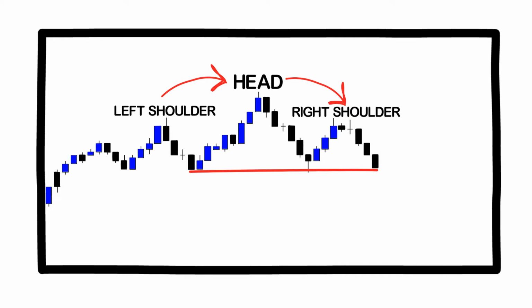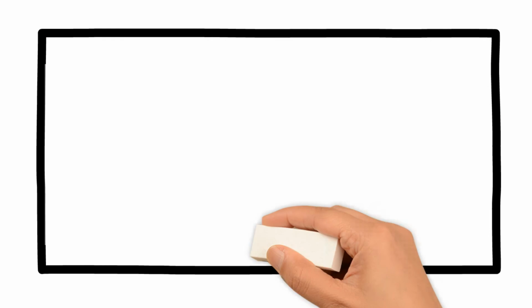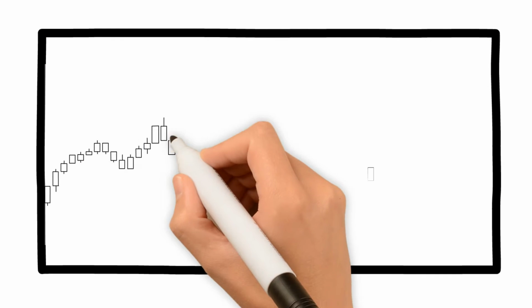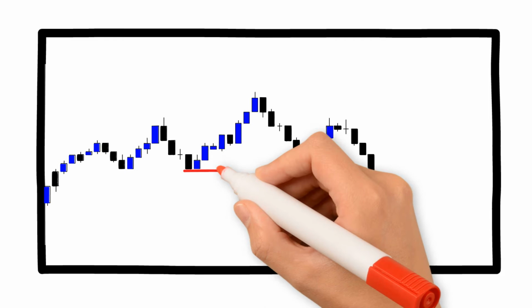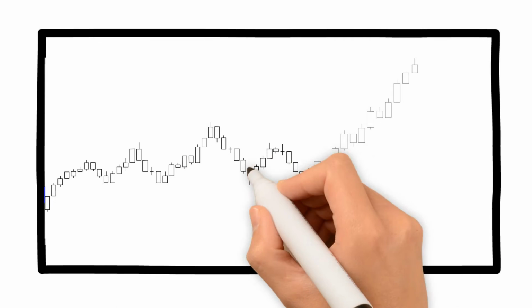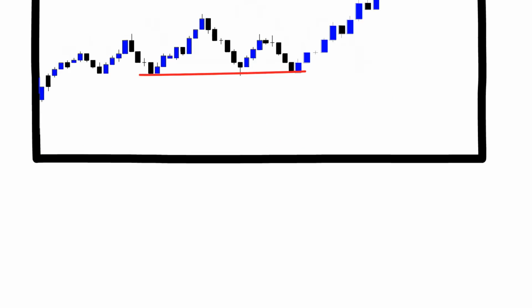Bears then begin to take control, driving the price back down again. Just like a double top pattern, the sell position should only be taken after the neckline is broken. Otherwise, you may get caught up in a consolidation phase before the uptrend resumes.